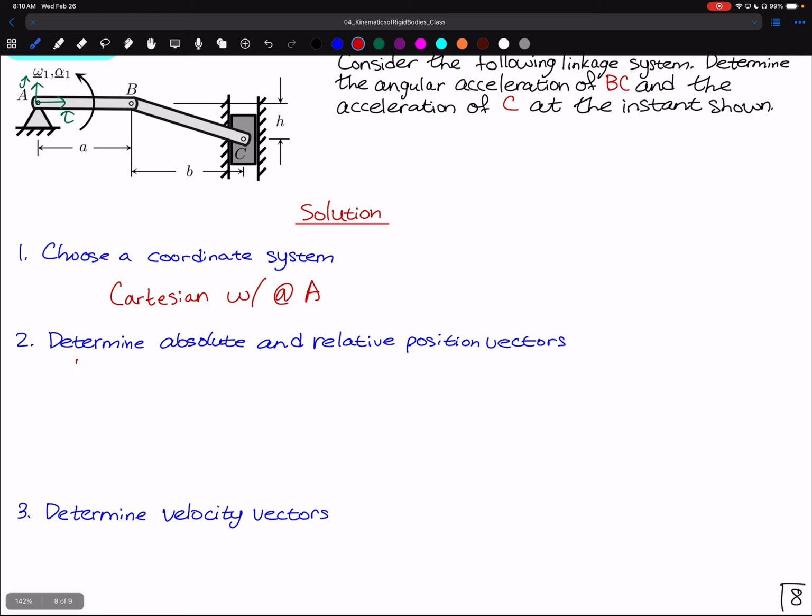So we'll just start with RA, which is just our 0, 0 position. RB, as drawn here, is going to be equal to A in the I direction. And then RC, as shown, is going to be at A plus B in the I direction plus or minus H in the J direction.